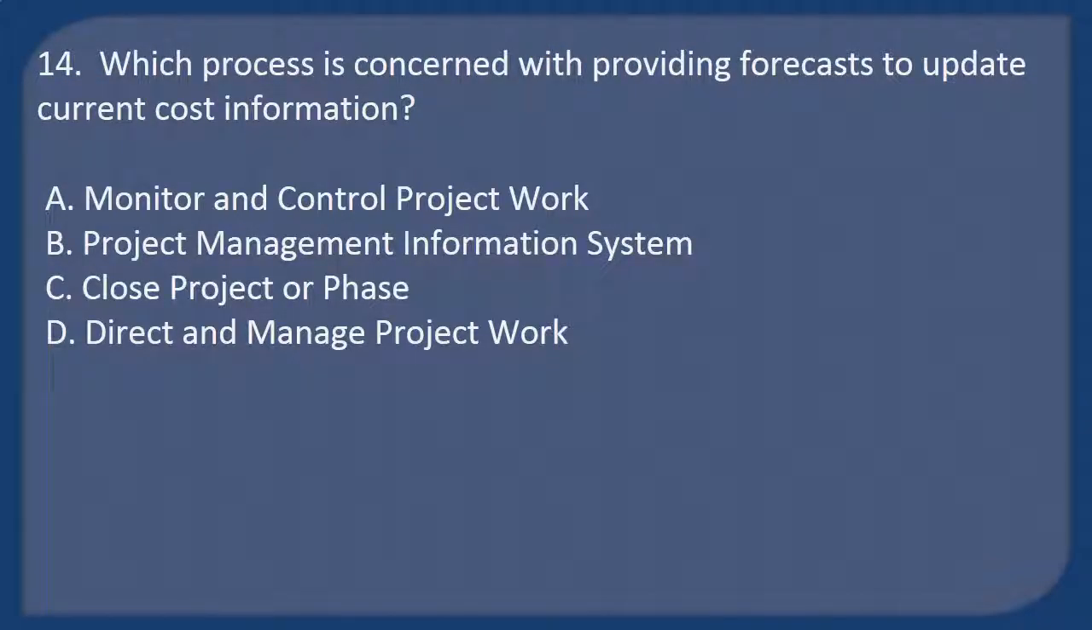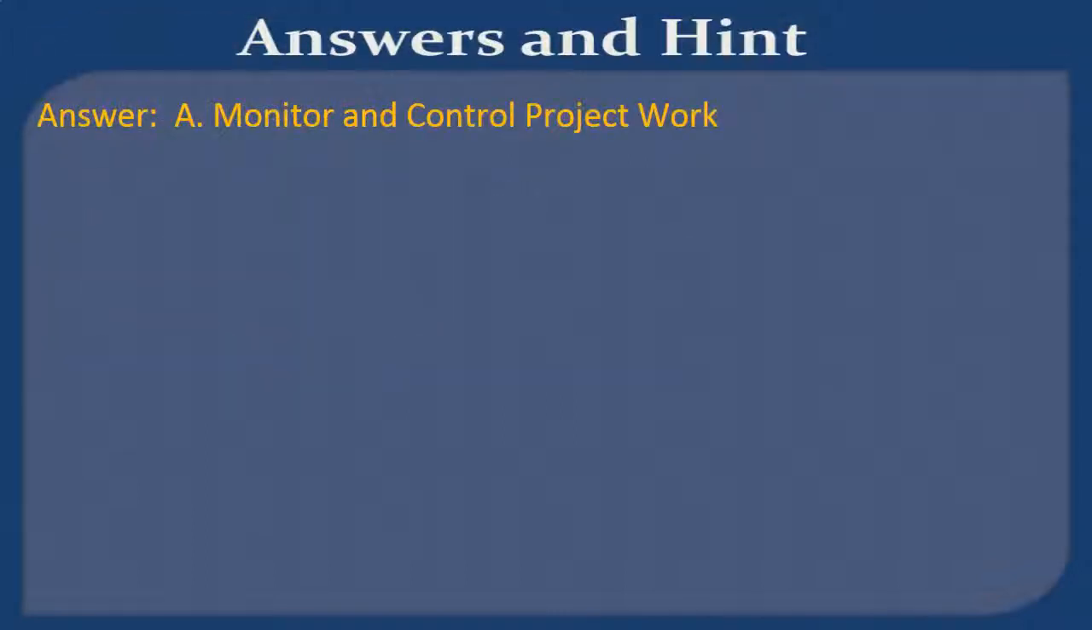Question 14. Which process is concerned with providing forecasts to update current cost information? A. Monitor and control project work. B. Project management information system. C. Close project or phase. D. Direct and manage project work. Answer: A. Monitor and control project work.